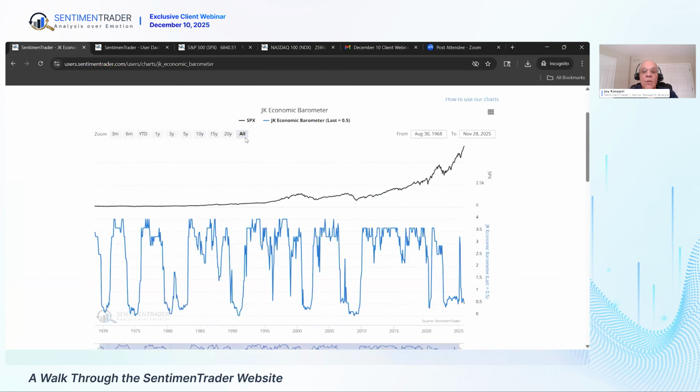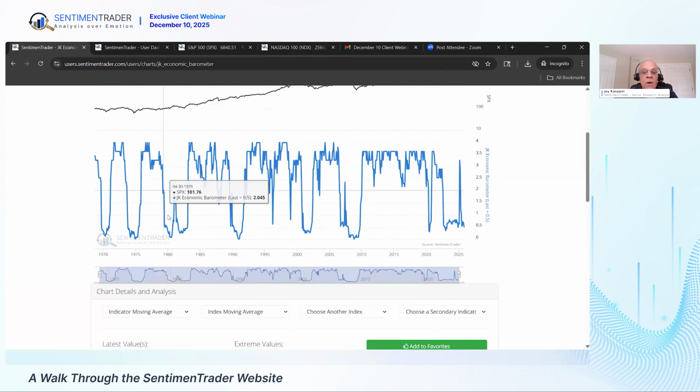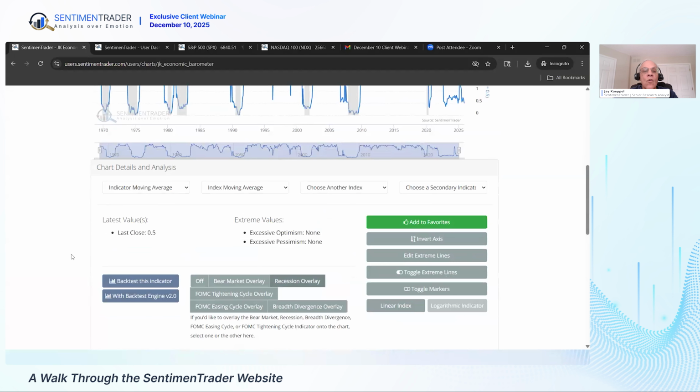Here's what I want to do. I'm going to go to all, so this goes all the way back into the late 60s. Again, I'm going to make it a logarithmic chart so I can see these fluctuations in the market better. Also, since this is an economic indicator, I'm going to come down here and click recession overlay, so you can see where the recessions actually occurred.